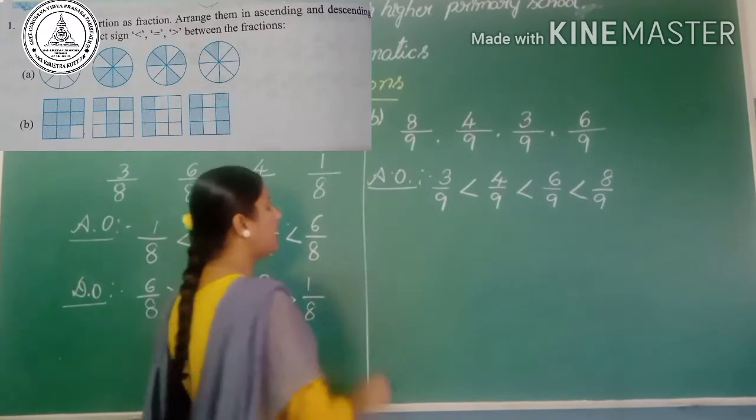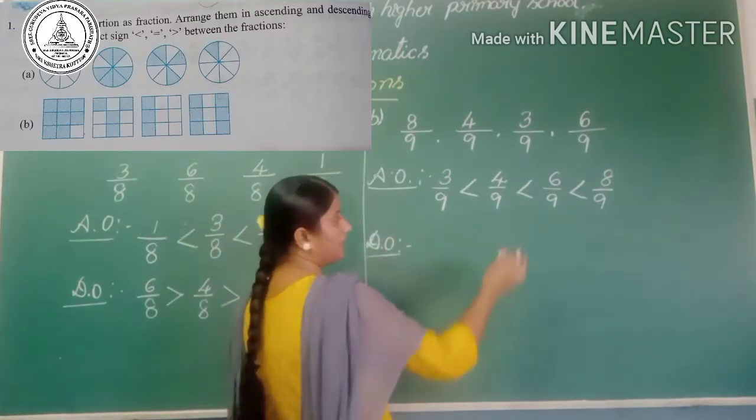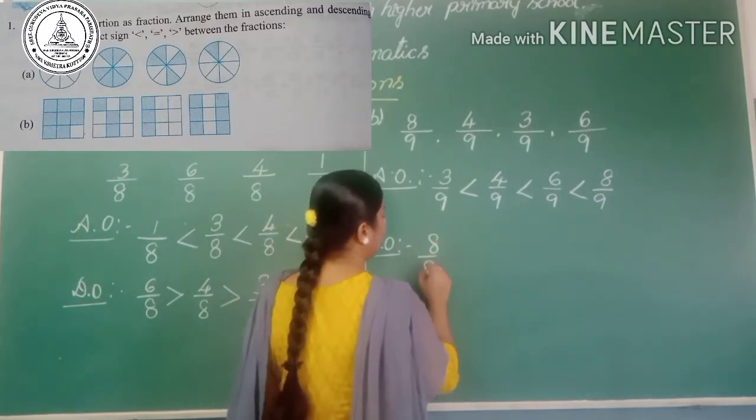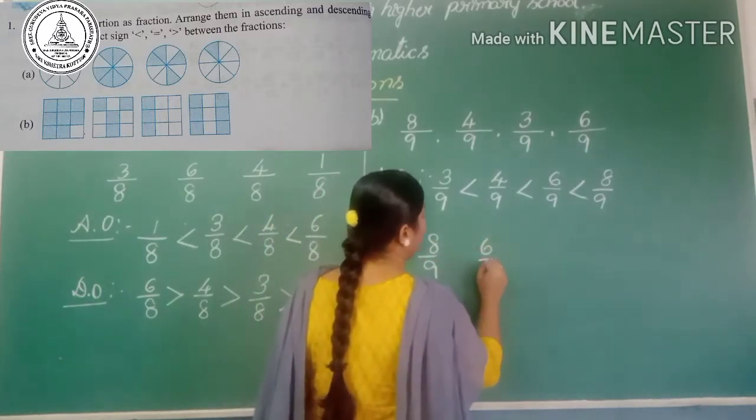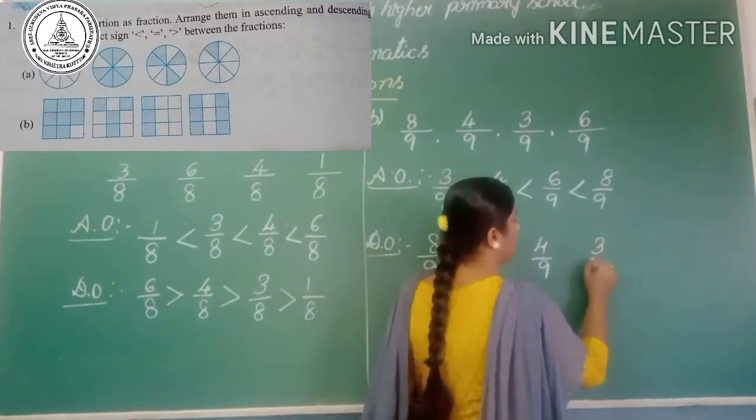Okay. Similarly, we have to write these fractions in descending order. The greatest fraction is 8 by 9. Then 6 by 9, 4 by 9, 3 by 9.